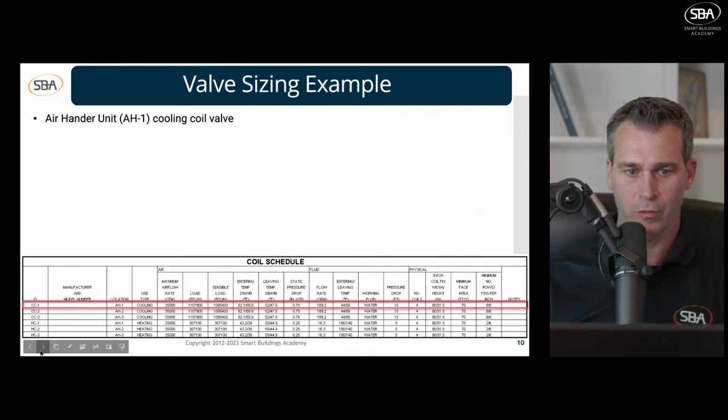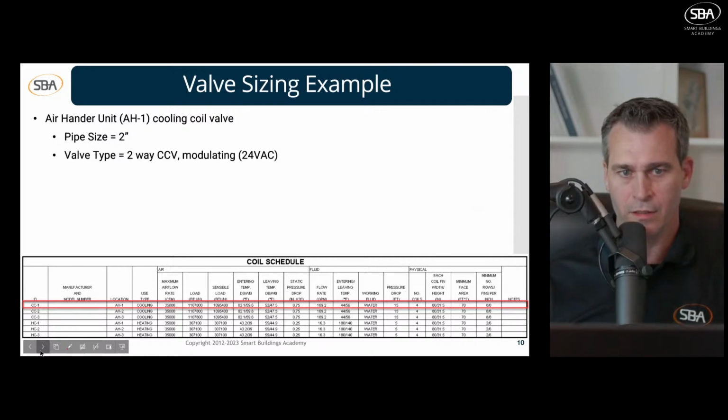That's going to be the cooling coil valve. And so as we're looking through this, the pipe size is going to be 2 inches. All right. The valve type that we want, and we're going to say these are givens from the specification, is a 2-way, a characterized control valve. It's going to be modulating, 24 volts AC for the power. Okay. We don't want 120 on this particular project.